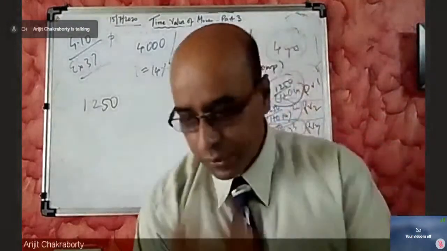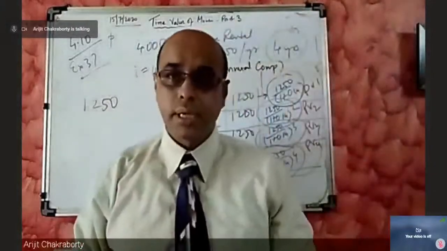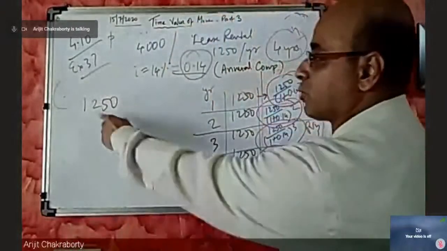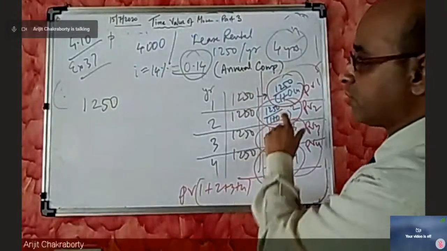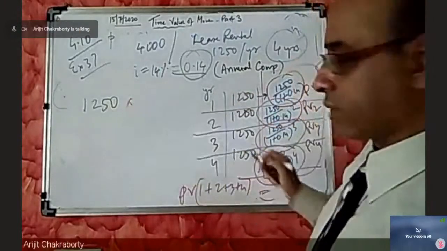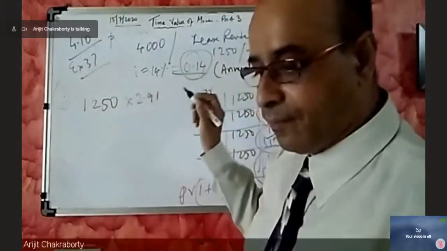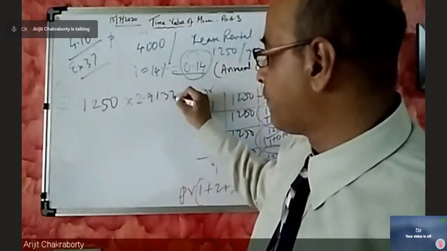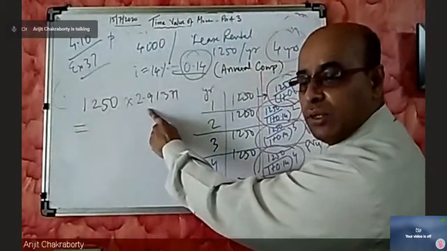Right? Now, this is the concept. This is the understanding. This is the analysis. Now, we are solving it. So, 1250 per year, if you take common from here, the present value factor comes to 2.91371. So this is the rental per year and this is the present value factor.